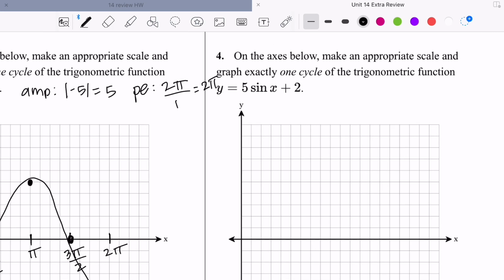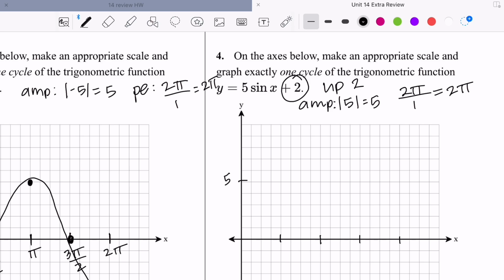Next one, now we are going to notice that we have that vertical shift of up 2. So our amplitude is 5. Period is 2 pi divided by the number before x, which is just 1. So I'm going to go up to 5 and then down to -5 and then go out the 4. And this is 2 pi. And then label. So again, a properly labeled graph for this class is going to have the 4 labels on the bottom and then the 2 on the y-axis.